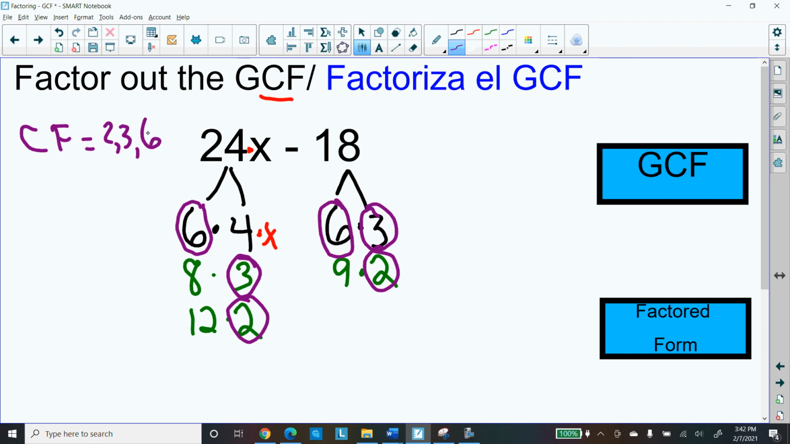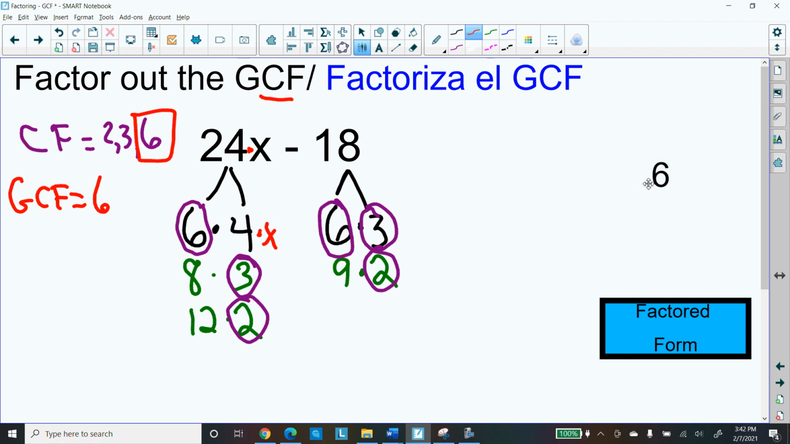So I want the greatest number out of all of those numbers, the GCF. The GCF would be 6. Why 6? Because it is the biggest number out of all of them. You might remember that from 6th grade or 5th grade when you did GCF and LCM. So we're looking for the biggest number that can be multiplied out of all of them. So 6 would be my GCF.